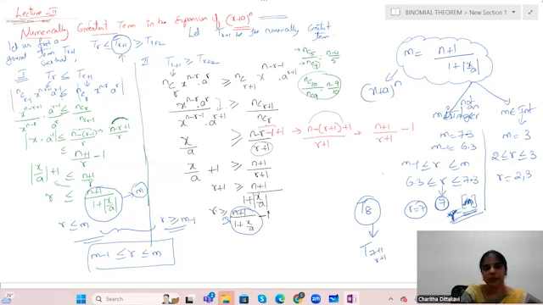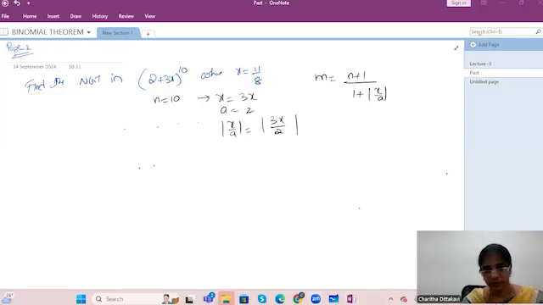Understood? So this is a complete proof for the numerically greatest term in the expansion of (x plus a) whole to the power n. Got it? Right, now let's go with the problem.